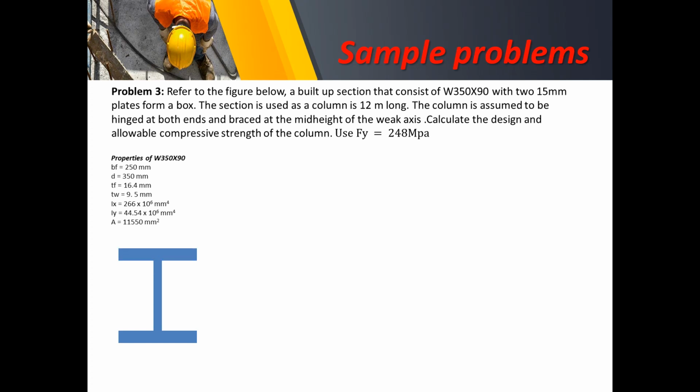So this is the flange, W350 by 90. Of course, this will be combined with two 15mm plates. So 15mm is the thickness. Of course, the depth will be equal to the depth of this flange. The depth of this flange is 350. So we start with the x-axis, wherein there will be a combined moment of inertia of the flange and the additional by the plates on both ends.